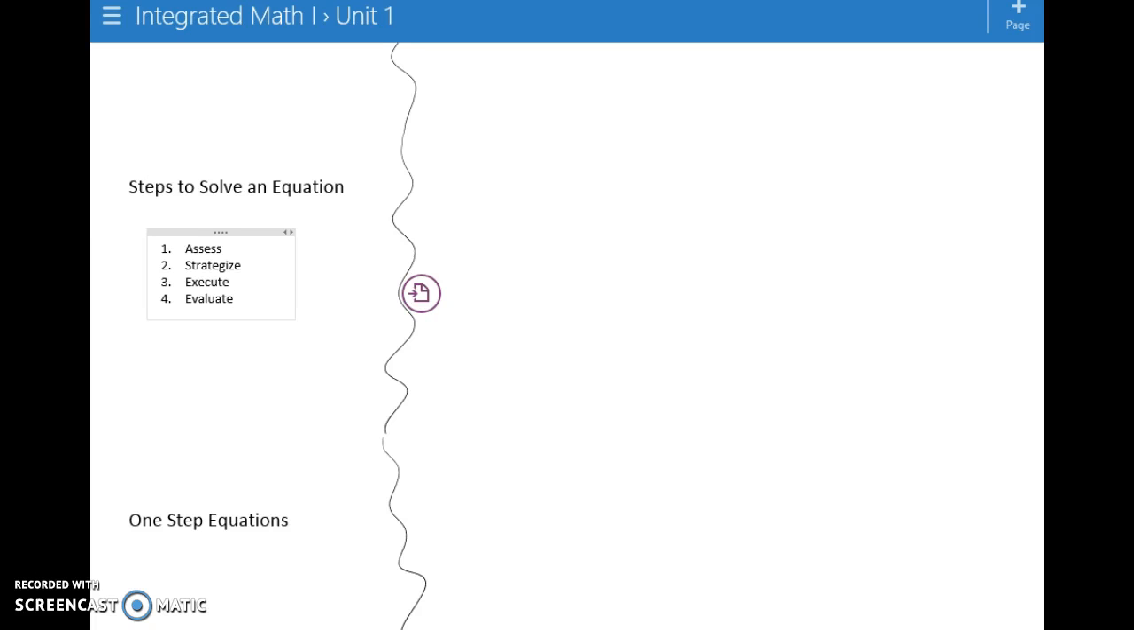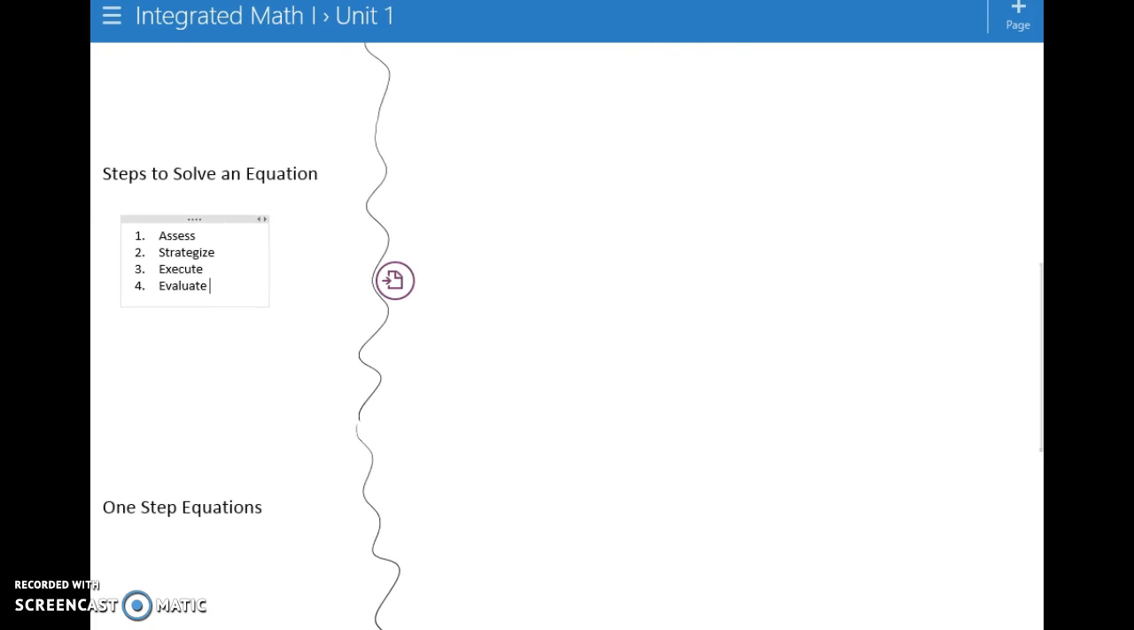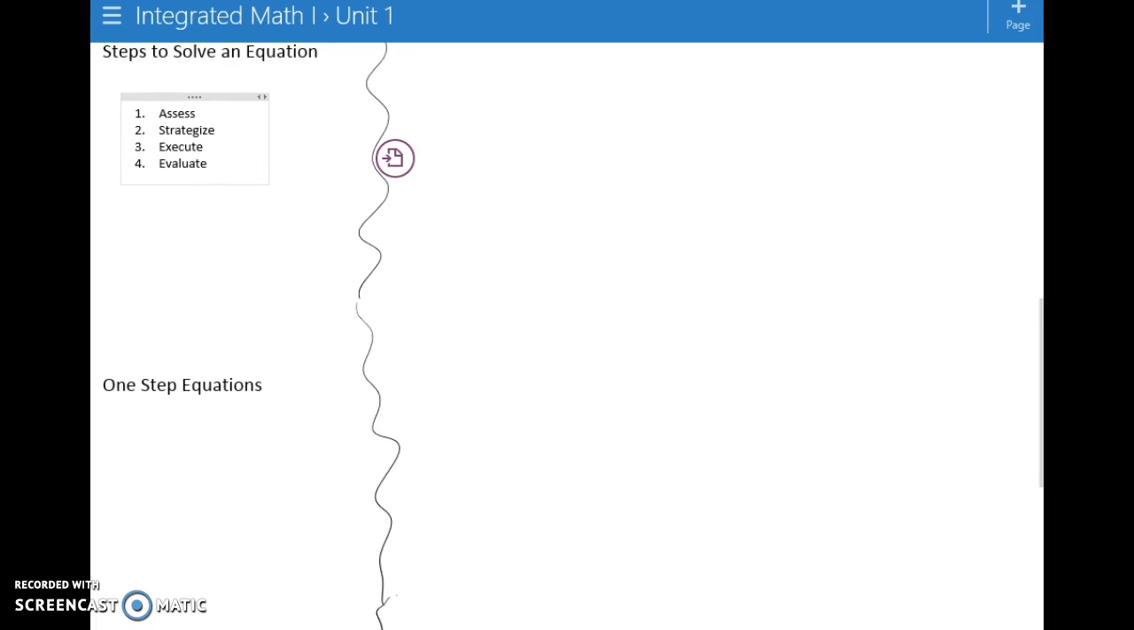All right, so let's use these four steps. Actually, I probably should have put it on this side. You could put it on whichever side you like. But let's go ahead and use these steps and jump into some examples.